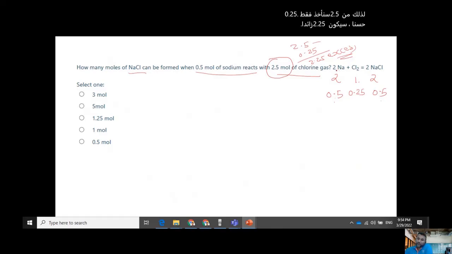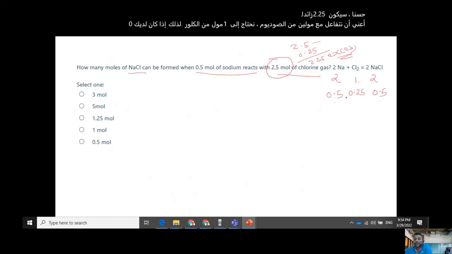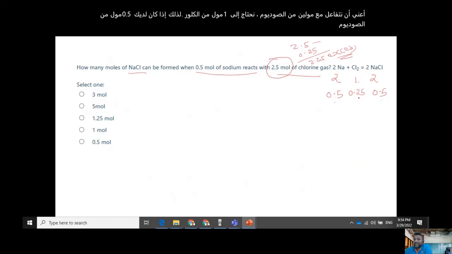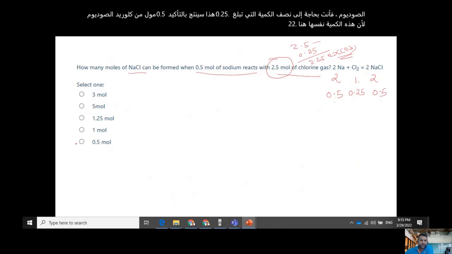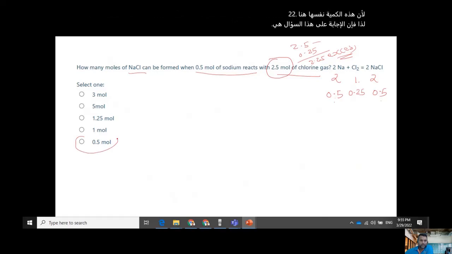I mean, to react with the 2 moles of sodium, we need 1 mole of chlorine. So if you have 0.5 moles of sodium, you need half of the amount, that is 0.25. That will definitely produce 0.5 moles of sodium chloride because this same amount here, 2. So the answer for this question is here.